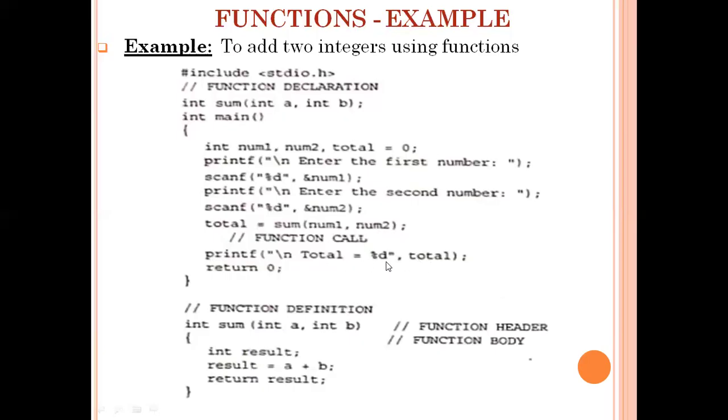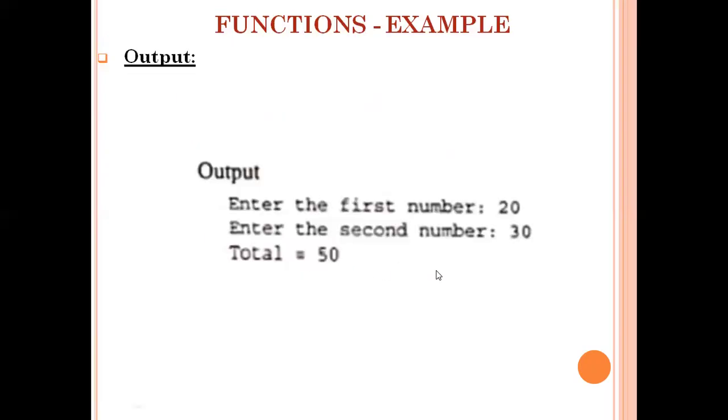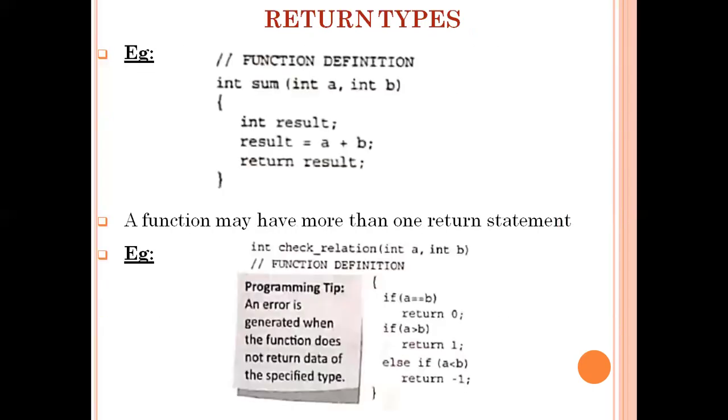So here the corresponding value is displayed to the user: printf("%d", total). And this total is nothing but the variable used here: total = sum(num1, num2). Therefore, this function returns the value of result, this result value is stored in the variable total, and this value is displayed to the user as an output. So this is the concept of the return statement.